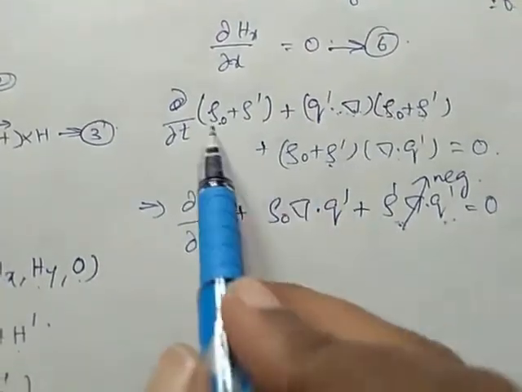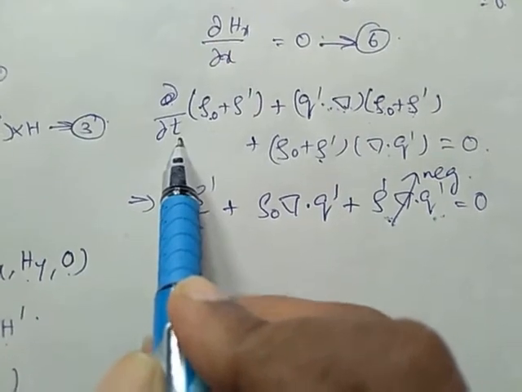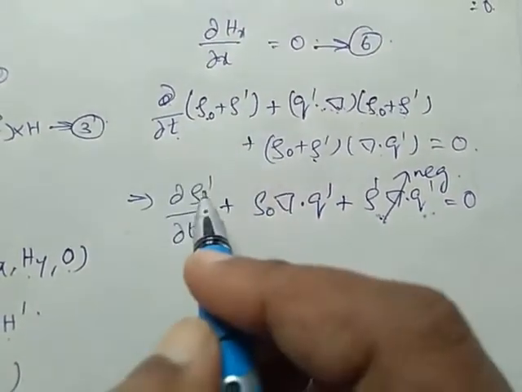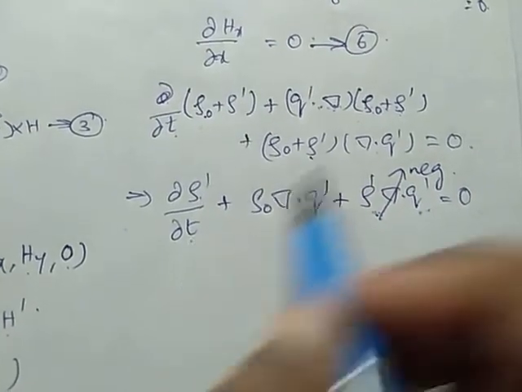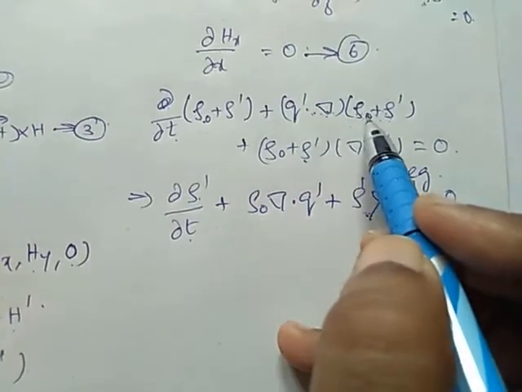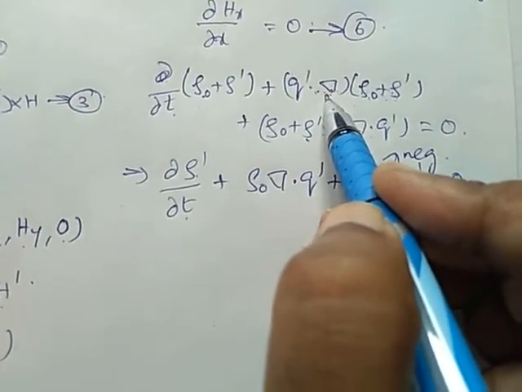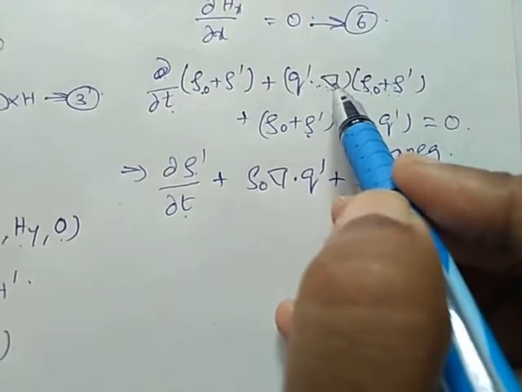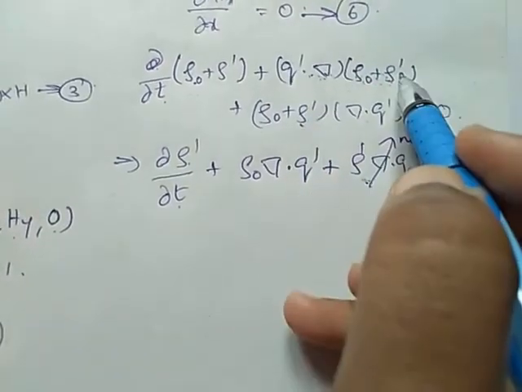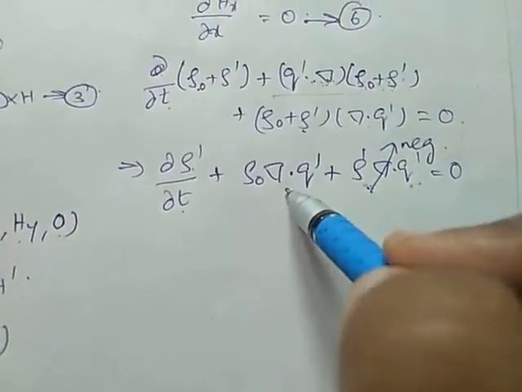So here I repeat, differentiation of rho naught with respect to t is 0 because we are treating rho naught as constant. We are having dou rho dash by dou t. Similarly, when we split it, q dash dot del of rho naught, differentiation of rho naught with respect to x, y, z is constant. Next term is q dash dot del rho dash. Here we are having a product term, so I can neglect it. So here I will not get any contribution to this equation.